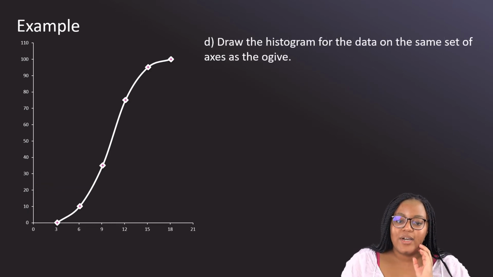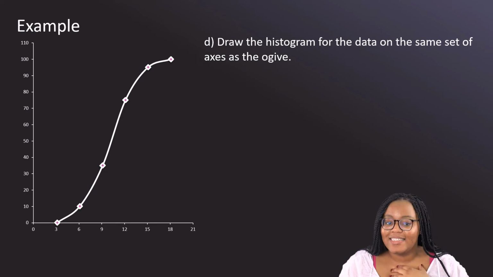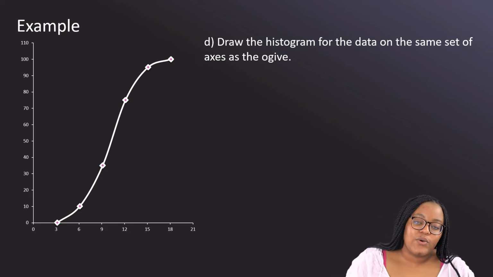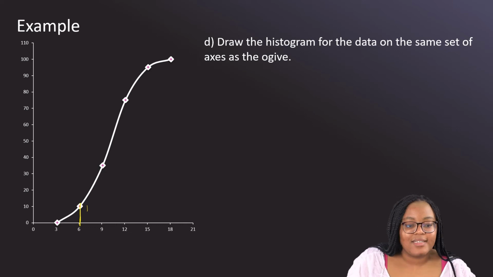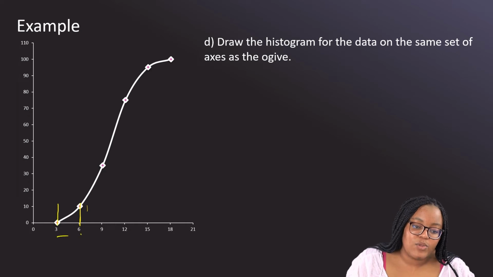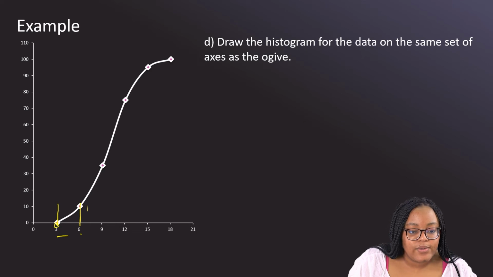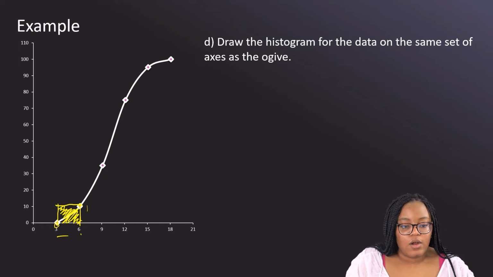Now they've asked us to draw a histogram for the data on the same set of axes as the ogive. Your histogram is going to be depicting the change in our cumulative frequencies of this data set. So, practically speaking, if we're looking for our bar in our first class interval between 3 and 6, we have gone from 0 to 10. So that bar will rise up to 10 units on our y-axis.